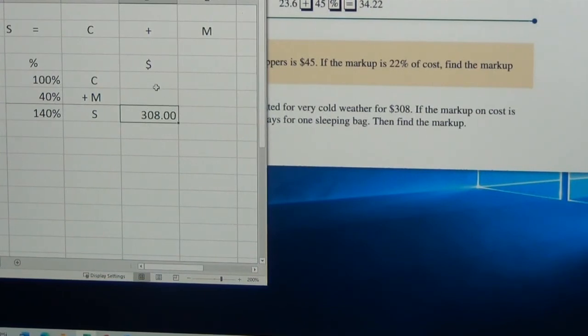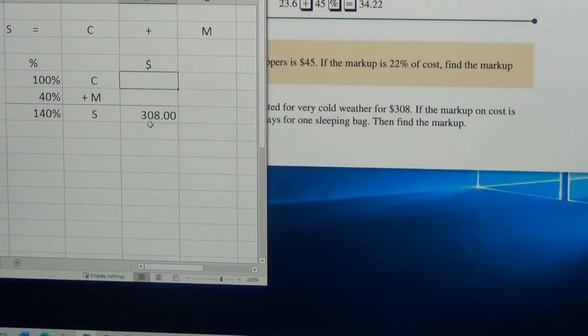The way we could come up with this number is, since this 140% is based on cost, so this is 140% of cost. Let me repeat that. The sales price is 140% of cost. In other words, whatever this number is, multiplied by this number will give us this. Let me repeat. This number, the cost, multiplied by this rate that we came up with, will give us $308.